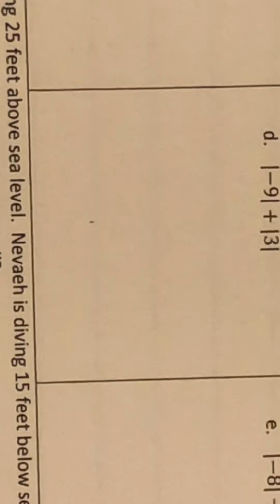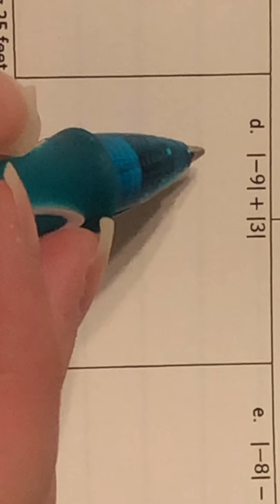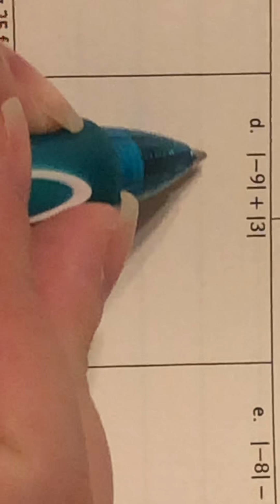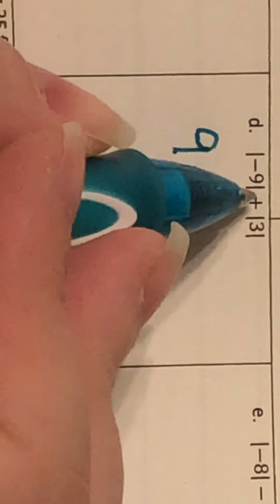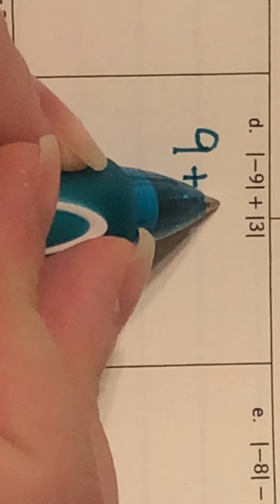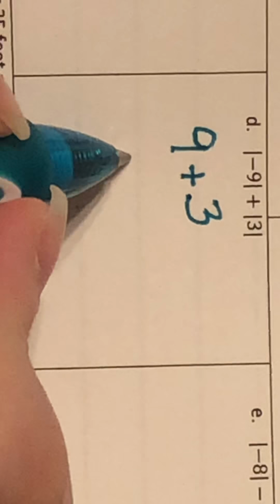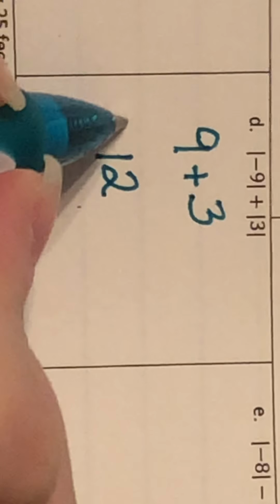Letter D, absolute value of negative 9 plus the absolute value of 3. The absolute value of negative 9 is 9 because it's 9 units away from 0. This symbol stays the same. The absolute value of 3 is 3. So 9 plus 3 equals 12.